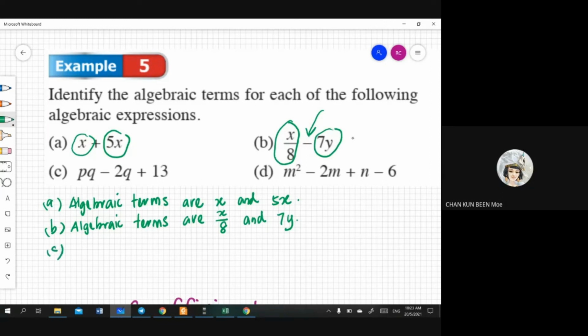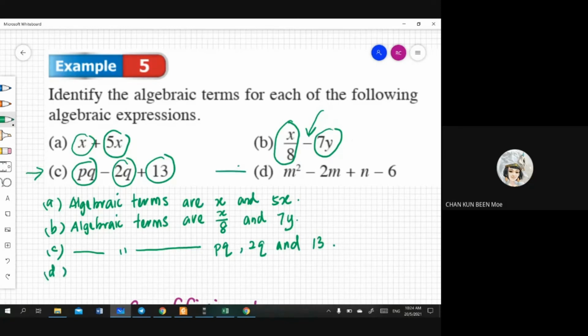Okay, what are the algebraic terms for question C? What are the algebraic terms over there? PQ, 2Q, and 13. Very good. So it is PQ, 2Q, and 13. Now we look at the last one. Last one, D. Everybody look at D.